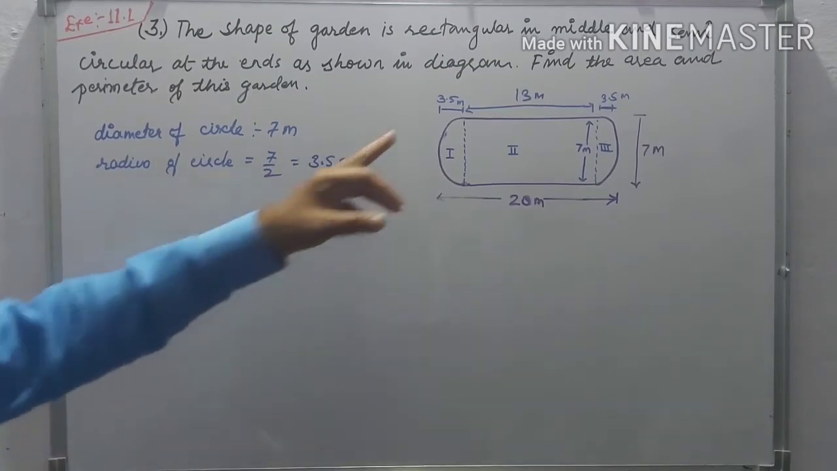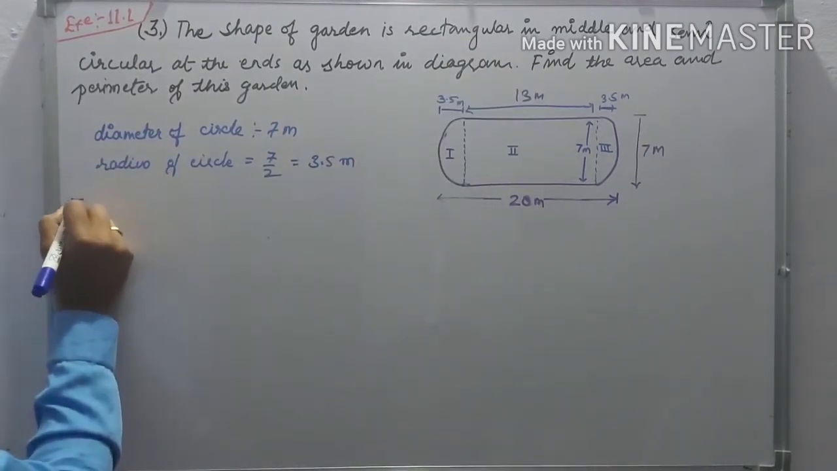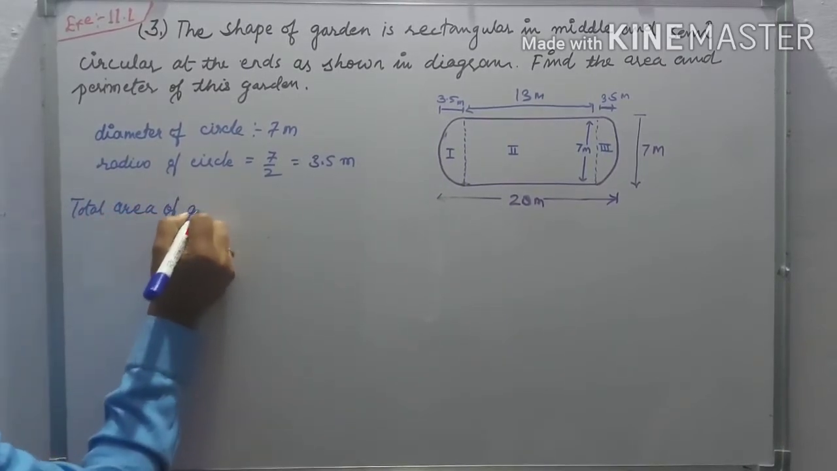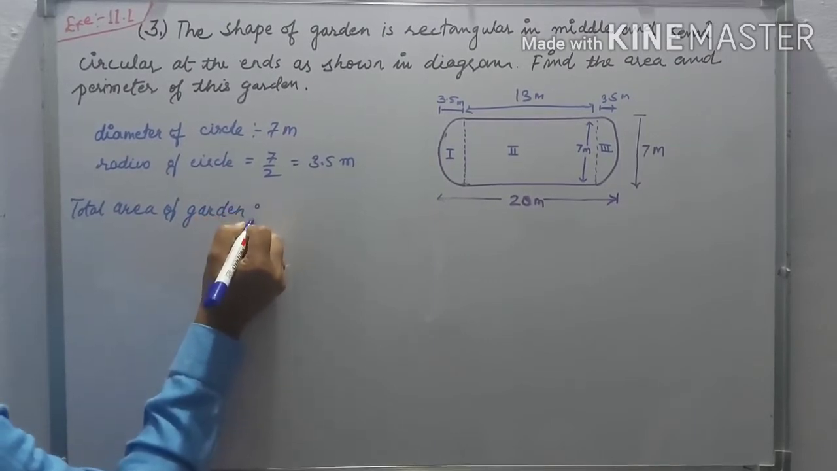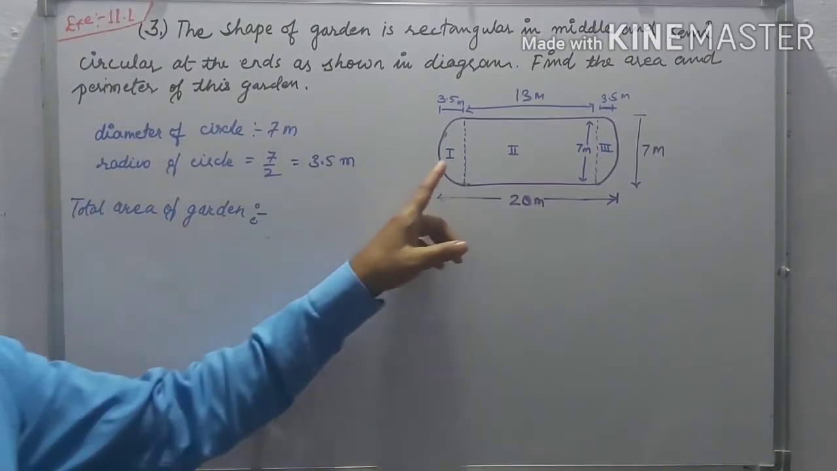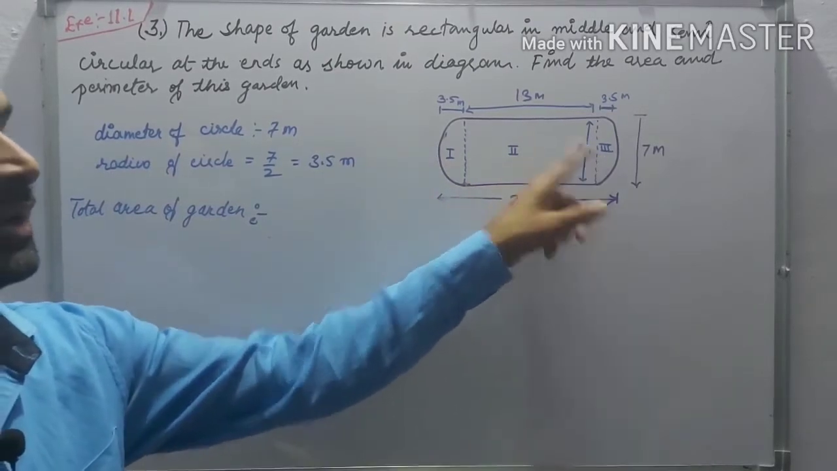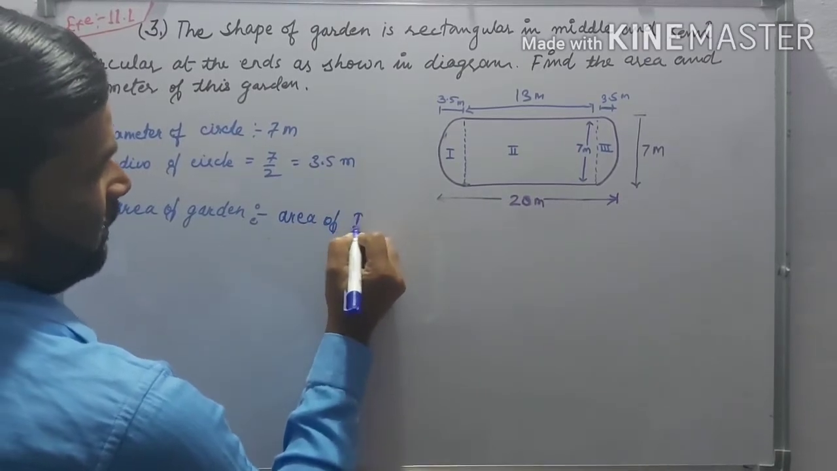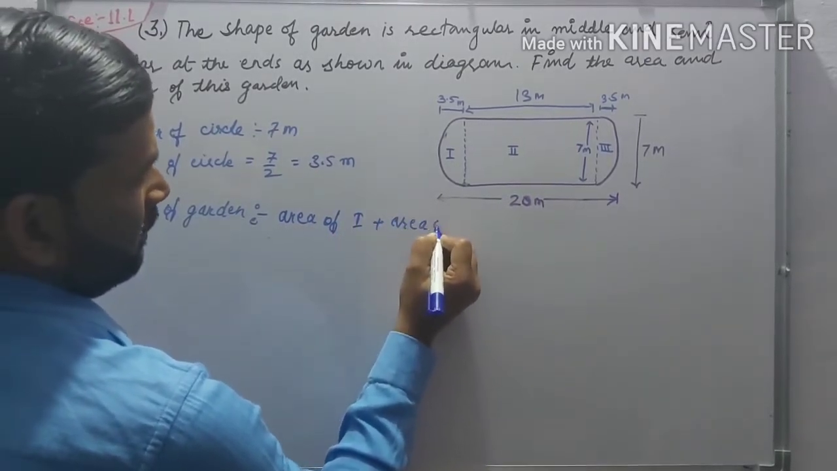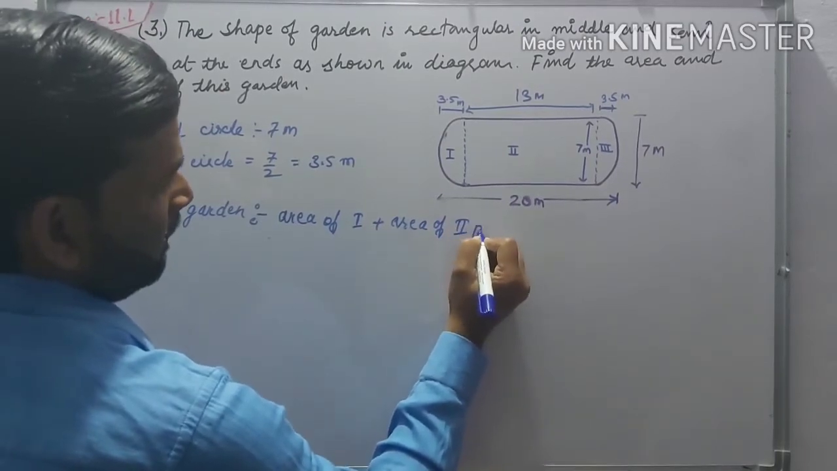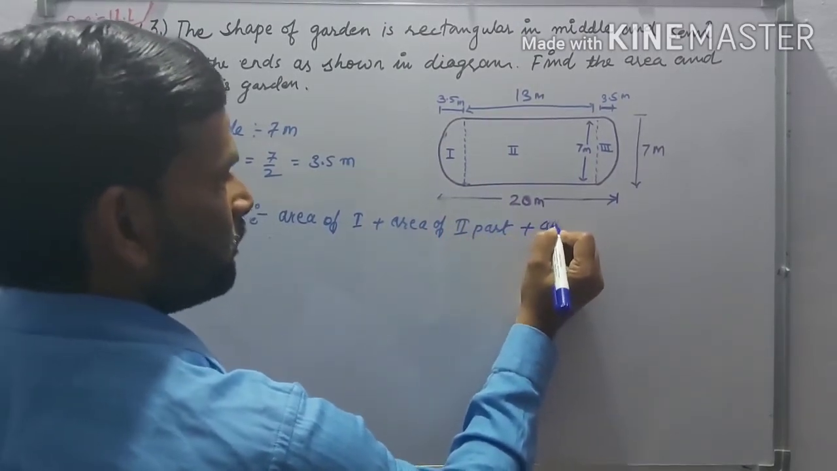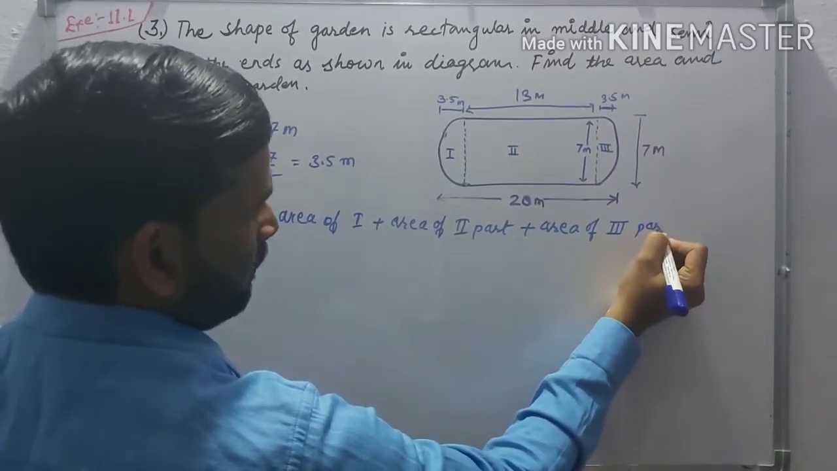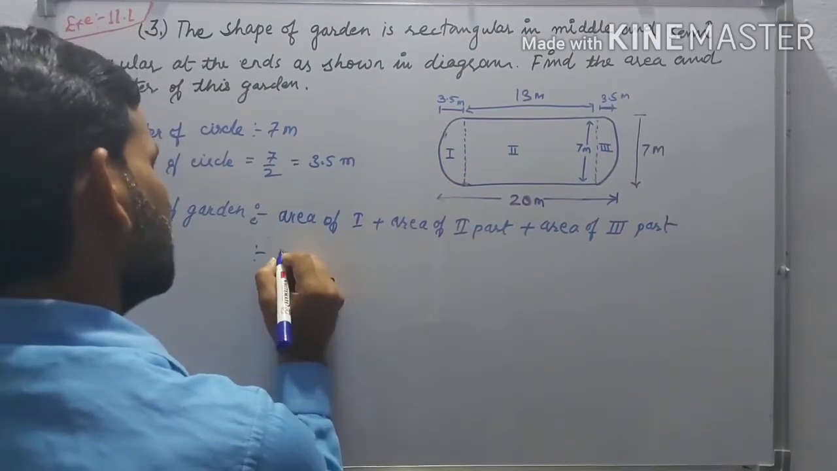Okay, now first we will find the area. The total area of the garden means the area of the first part, area of the second part and area of the third part. Now write: area of first part plus area of second part and plus area of third part.